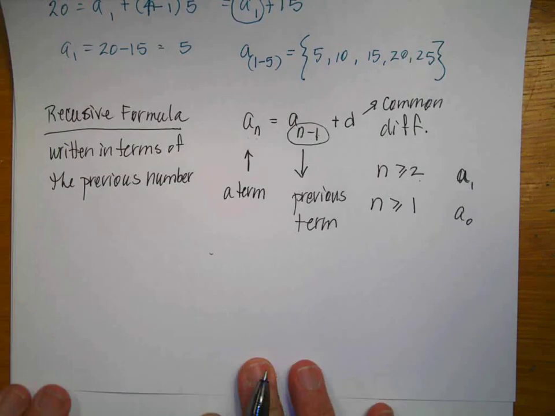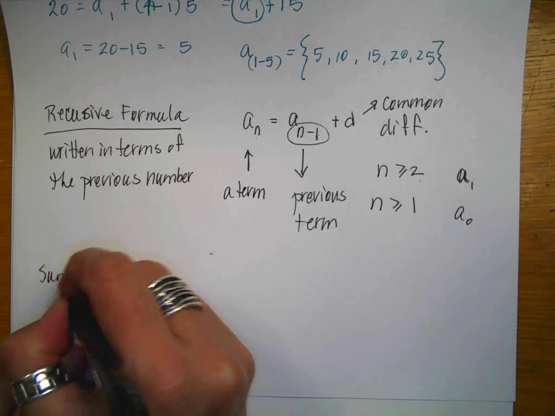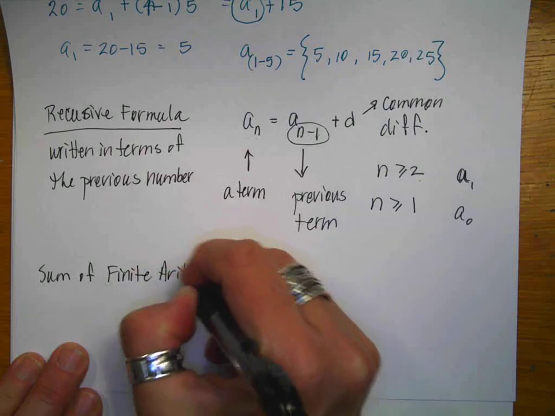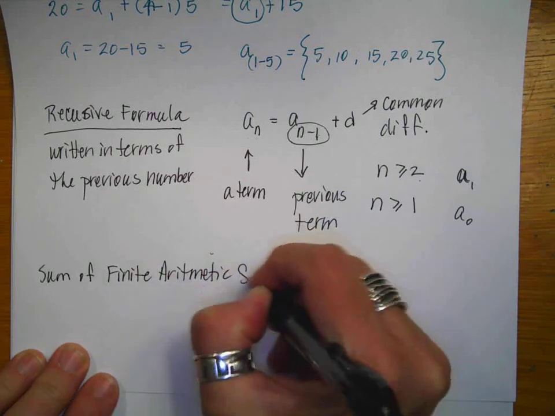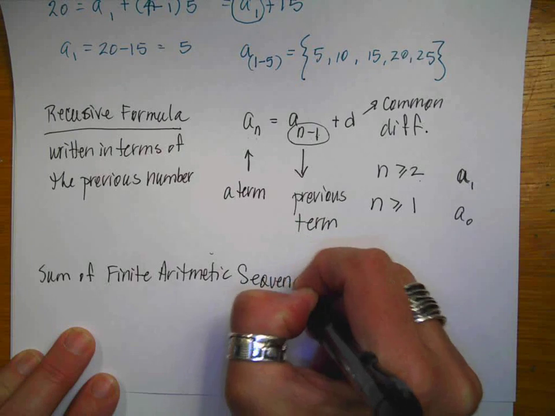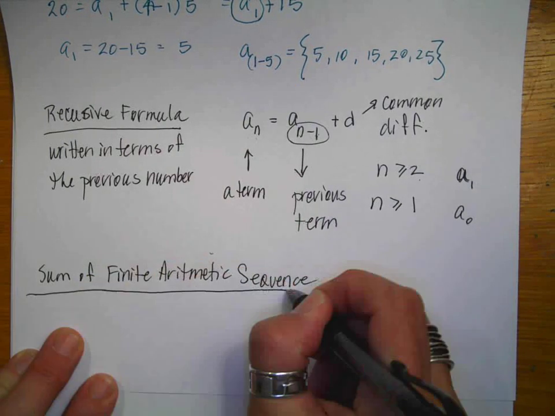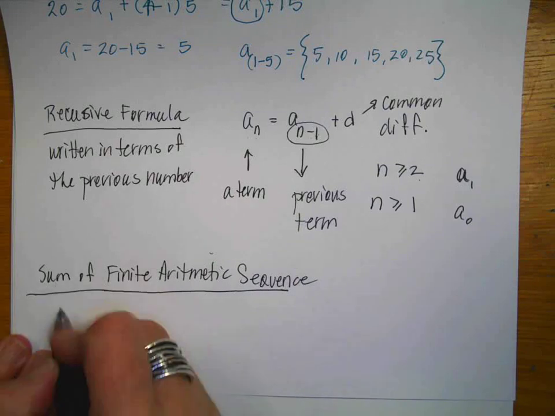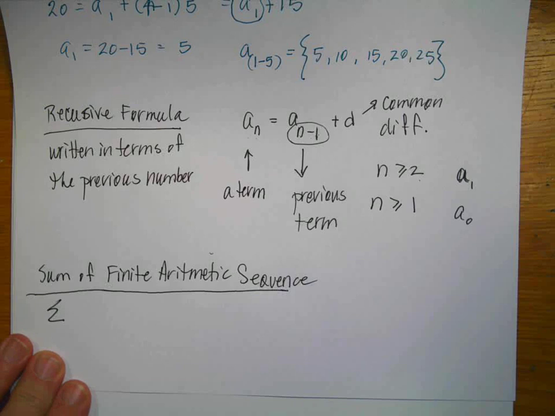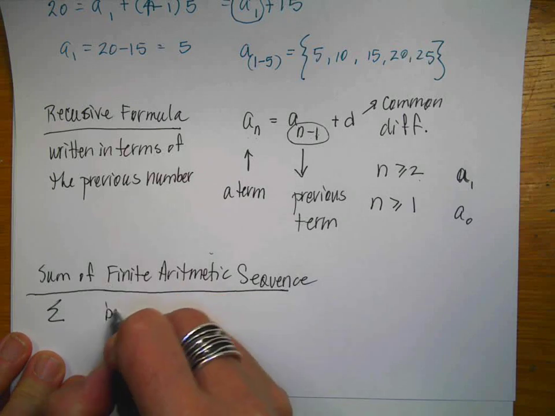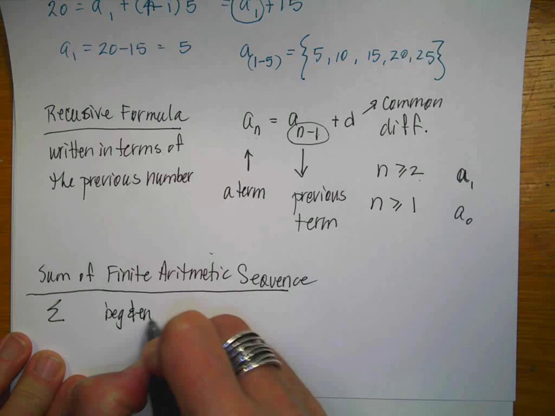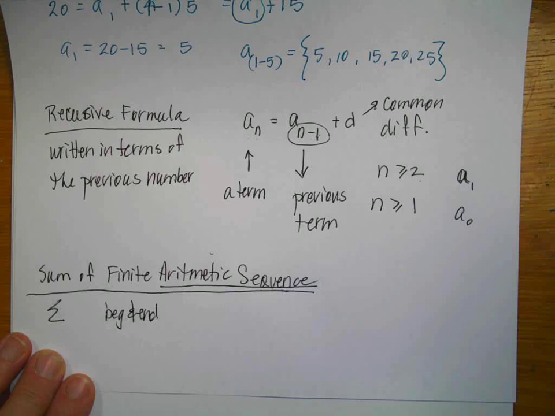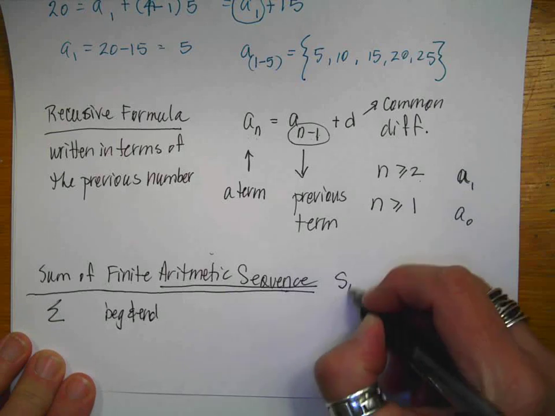The next thing that I want to give you, let me scoop my paper up a little bit, is the sum of a finite arithmetic sequence. Okay, so we're going to talk about the sum of a finite arithmetic sequence. Let's talk about the vocabulary. Remember, sum is our handy-dandy summation notation. Finite means it has a beginning and an end. And then arithmetic sequence defines the type of sequence that we're working with.